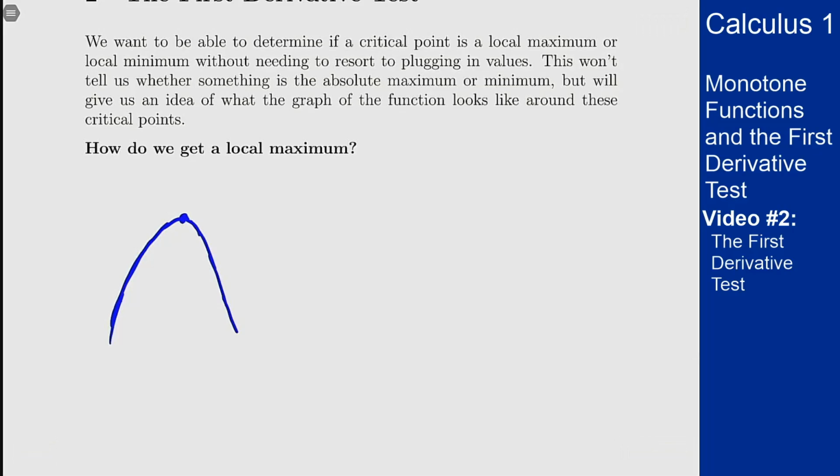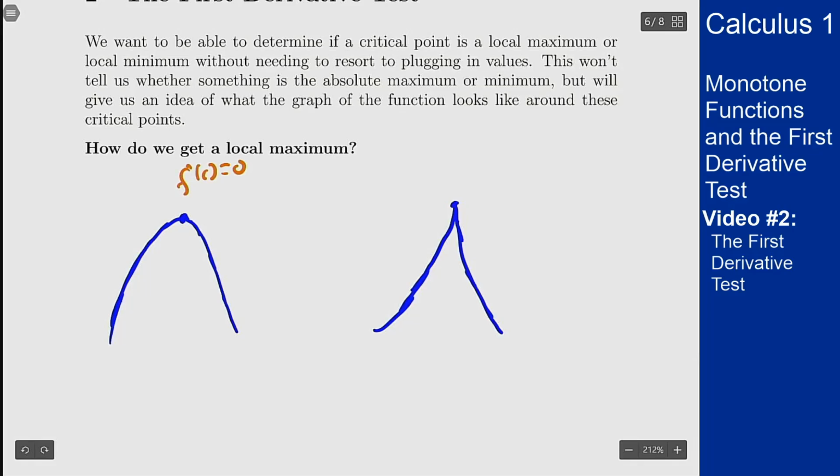It could happen like this. It could also happen something like this, where I have a point like this, I come up to the maximum, and then I fall away after it. In the first case here, my derivative is 0. In the second case, my derivative does not exist. But this is really the only way that I can get a maximum. I have to go up to hit the max, and then go down afterwards.